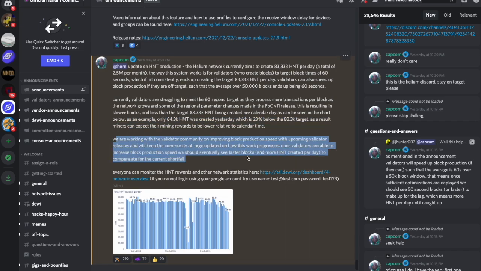They're working to release an update for the validators to help in their progress and their block time speeds. And he says, once validators are able to increase block production speed, we should eventually see faster blocks and more HNT created per day to compensate for the current shortfall. So what he's saying is they're going to try and create over 83,333 HNT per day to compensate for these several days of fewer rewards being created each day.